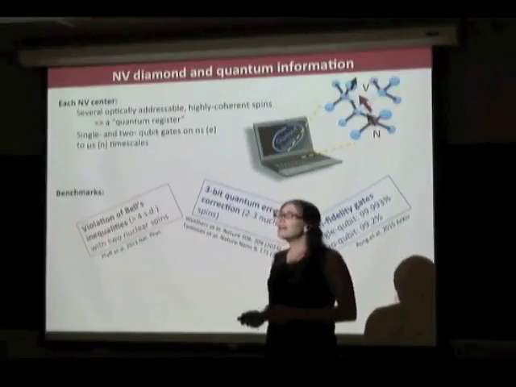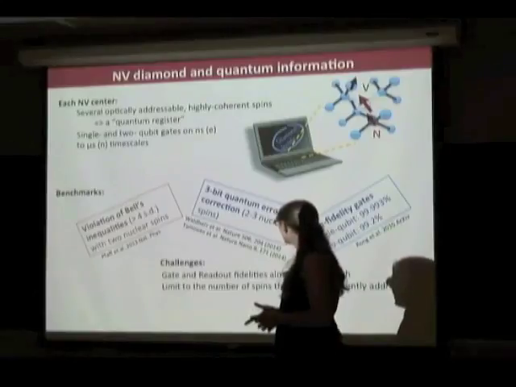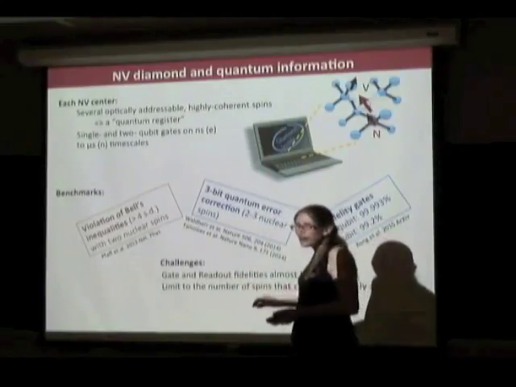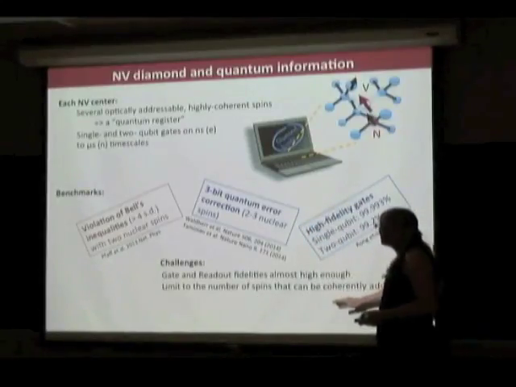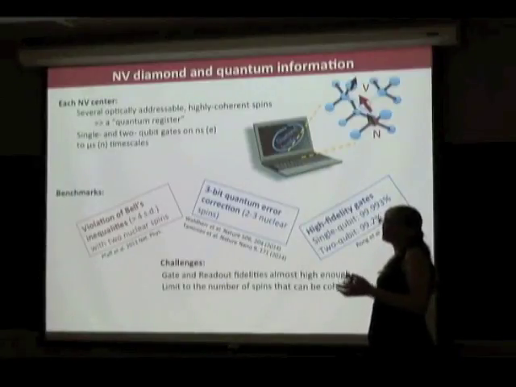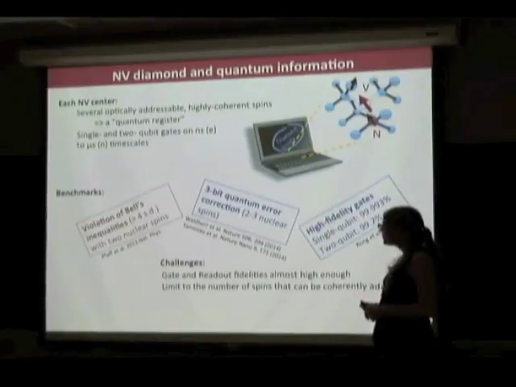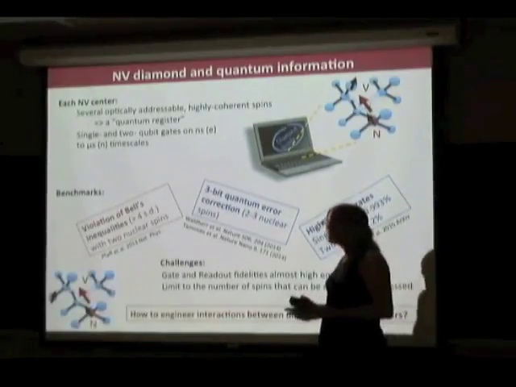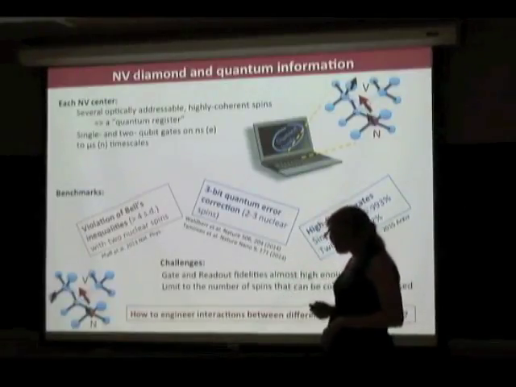Nevertheless, there's a big challenge left for quantum information science with the NV center. It's not so much the gate and readout fidelities. They need to get higher, but they're getting there. The big challenge is the number of spins that can be coherently addressed around a single NV center. Maybe you can do 5, maybe you can do 10, maybe you can do 20, but you're not going to be able to do 1 million. And so the big challenge is how to get different NV centers, different quantum registers, to interact with each other.